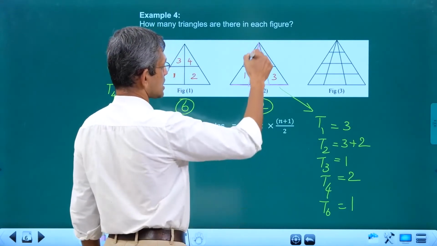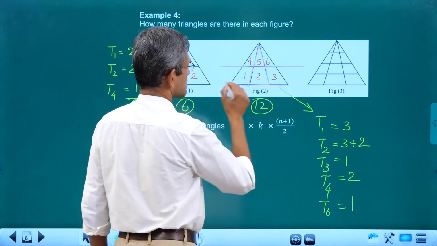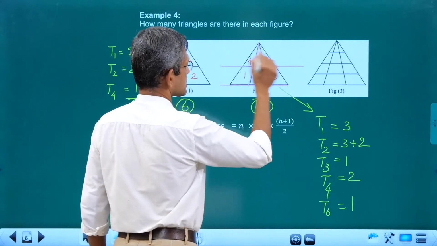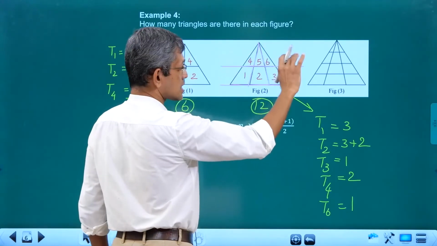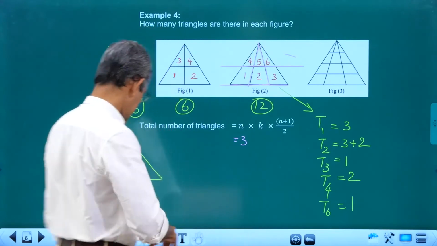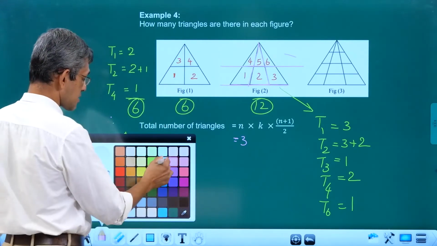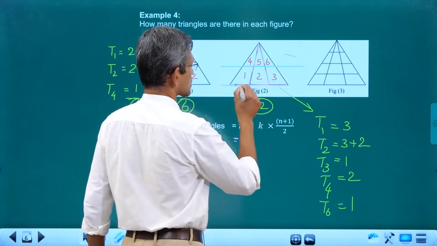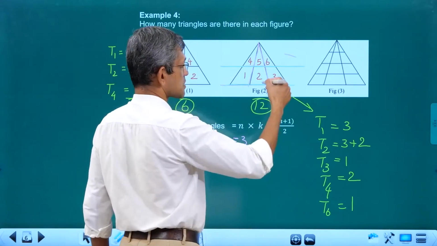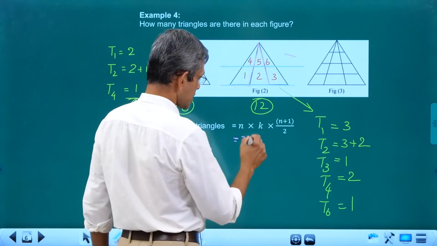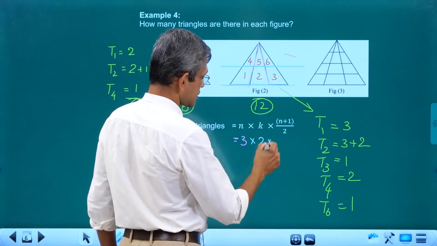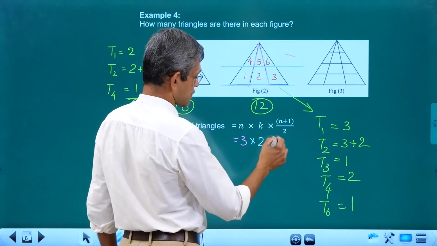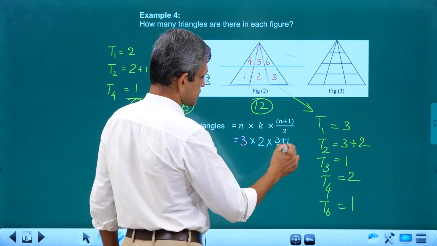And horizontally, if you cut this way, how many pieces do we have? This is 1 piece. So horizontally when you cut it, don't think about vertical cutting, just horizontal cutting. I may use another color for that. So this is the horizontal cutting, this one and this one. If you cut it horizontally, how many pieces? 2 pieces. So k, we take it as 2 into n plus 1, so 3 plus 1, 3 plus 1 by 2.